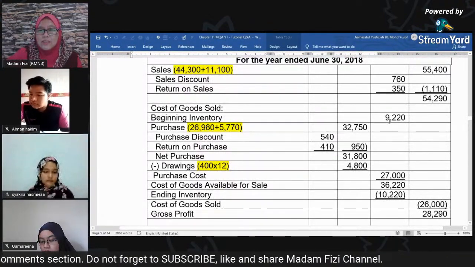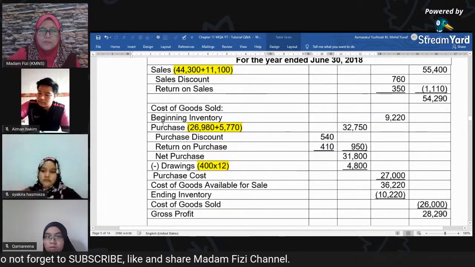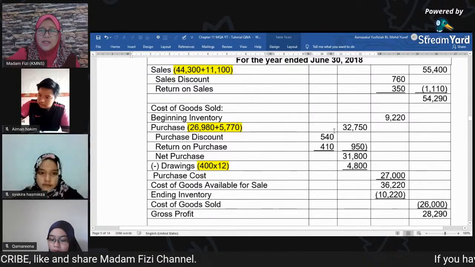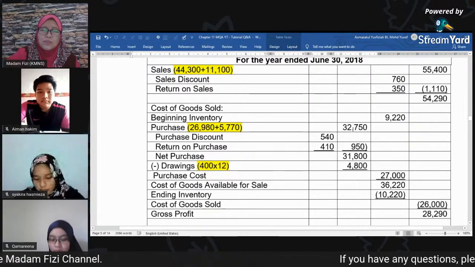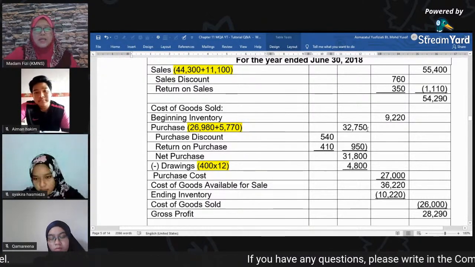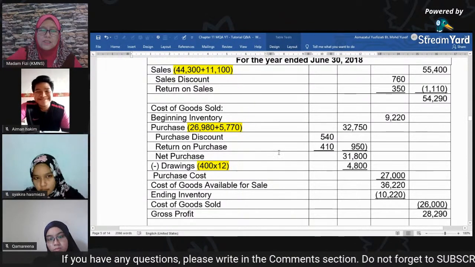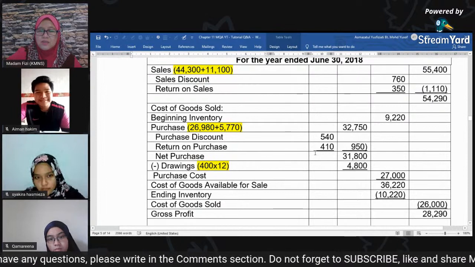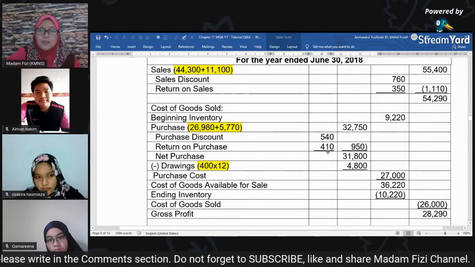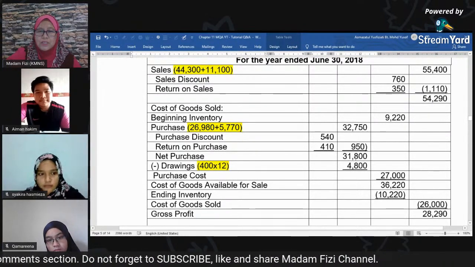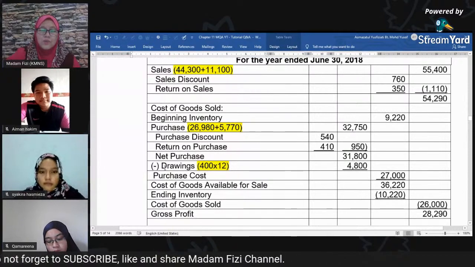Beginning inventory is 9,220 plus purchase. You just calculate just now. That is 32,750 minus purchase discount 540 and minus return of purchase, or purchase return, 410. So the net purchase is 31,800 minus drawings.